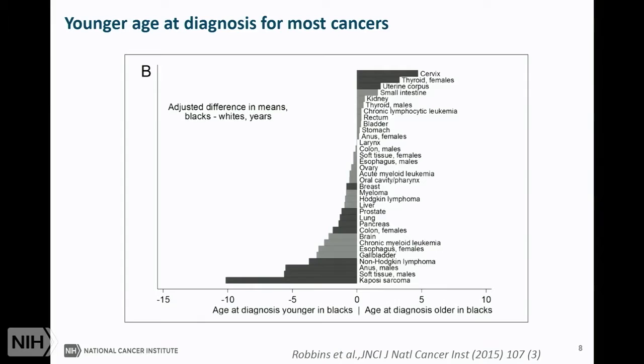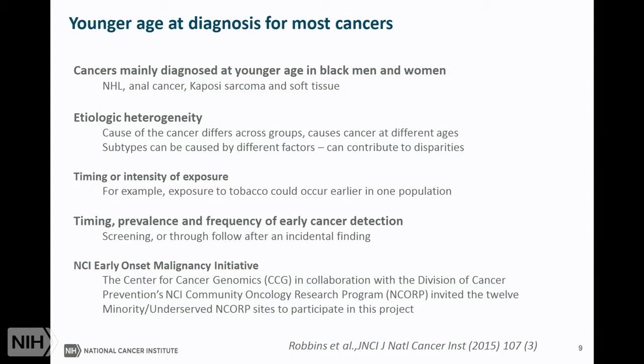So what are the reasons for this? There are several reasons that were proposed in this paper. And one of them is, of course, etiologic heterogeneity. So we know, for example, that the cause of a cancer can vary across various groups. And so in that case, the cancer can occur at a different age. In addition, it could be related to the timing or intensity of the exposure. So one example here could be HPV exposure. If you're exposed earlier, then the disease might be more likely to occur earlier. Or the same thing with tobacco, for example. If you start smoking earlier, one might imagine that you'd be diagnosed with that cancer earlier.